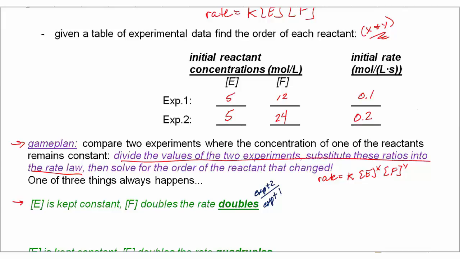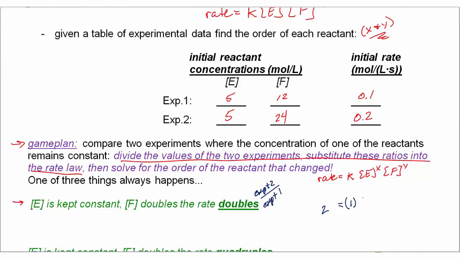The rate is first. So 0.2 divided by 0.1, right, is just 2. It doubled. We should have picked easier numbers, but that's okay. Divide the two rates, you get 2. Divide the two Ks. Well, the rate constant never changes, right? They're not changing the temperature, so K over K is just 1.